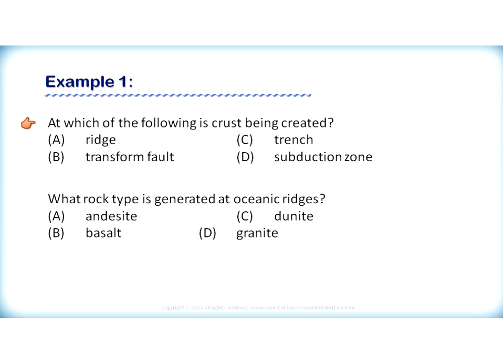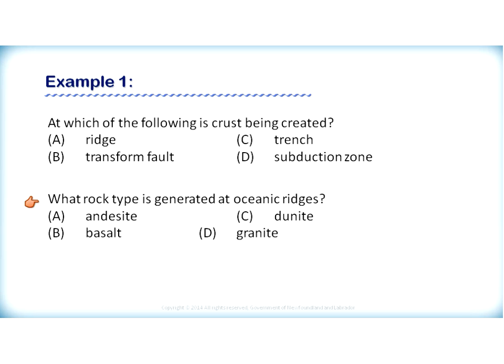Let's look at some examples from past public exams. Example 1 reads, at which of the following is crust being created? So we know that we have three different types of boundaries, and the boundary in which crust is created will be a constructive boundary, and this would be the divergent boundary. An example of a feature at a divergent boundary would be the ridge. So at a ridge, we see crust being created. So the answer to the first question would be A.